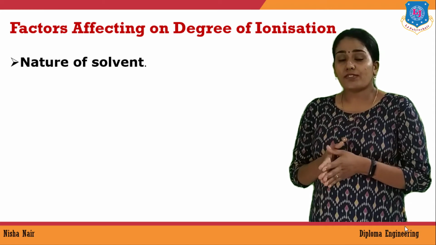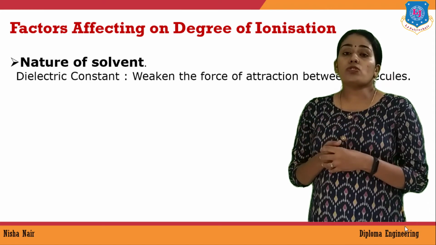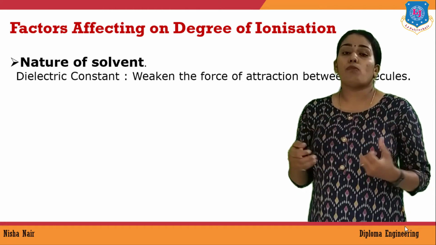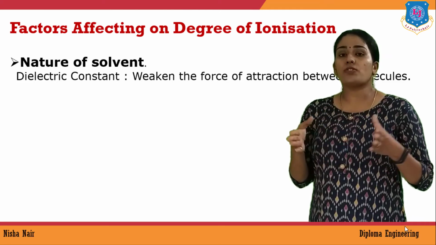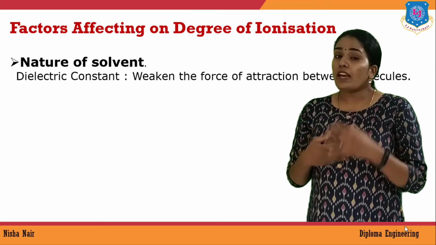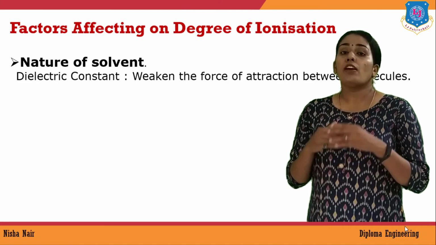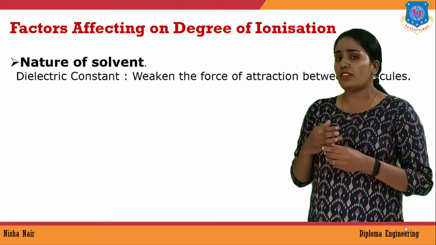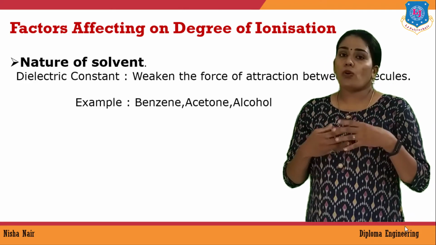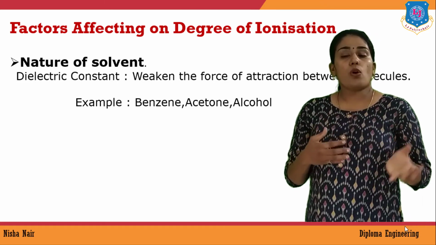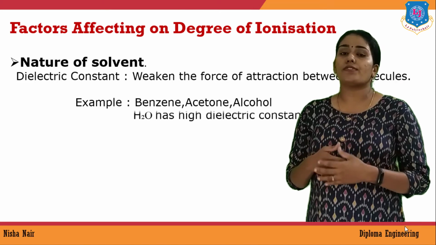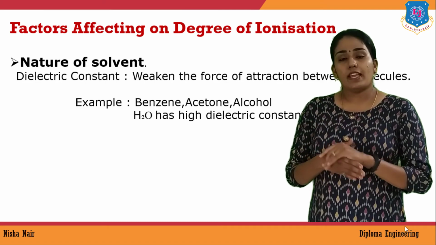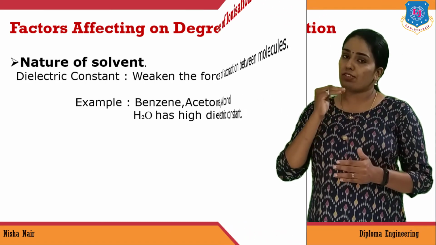What do we mean by dielectric constant? Dielectric constant means those solvents which have a high power to break the attractions between the molecules or to dissociate the molecules into positive and negative ions. There are some solvents which have the capacity to ionize the molecule fast into positive and negative ions. So if we compare different solvents like benzene, acetone, alcohol or ether, compared to all these solvents, water has a high dielectric constant, meaning water has a high capacity to dissociate the molecule into positive and negative ions. So in water as solvent, the degree of ionization will be high.